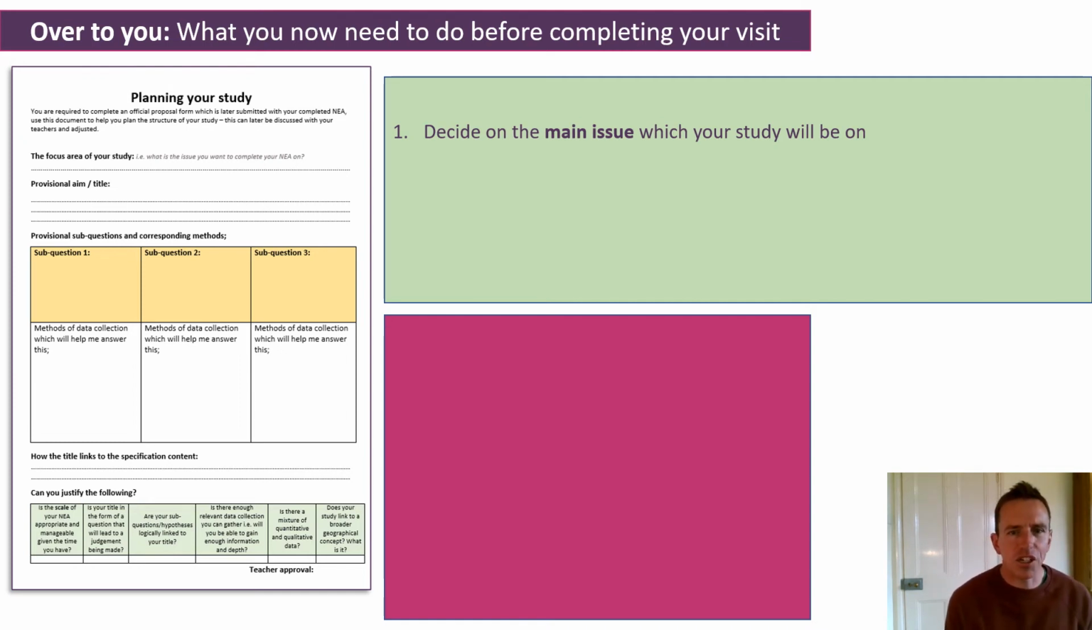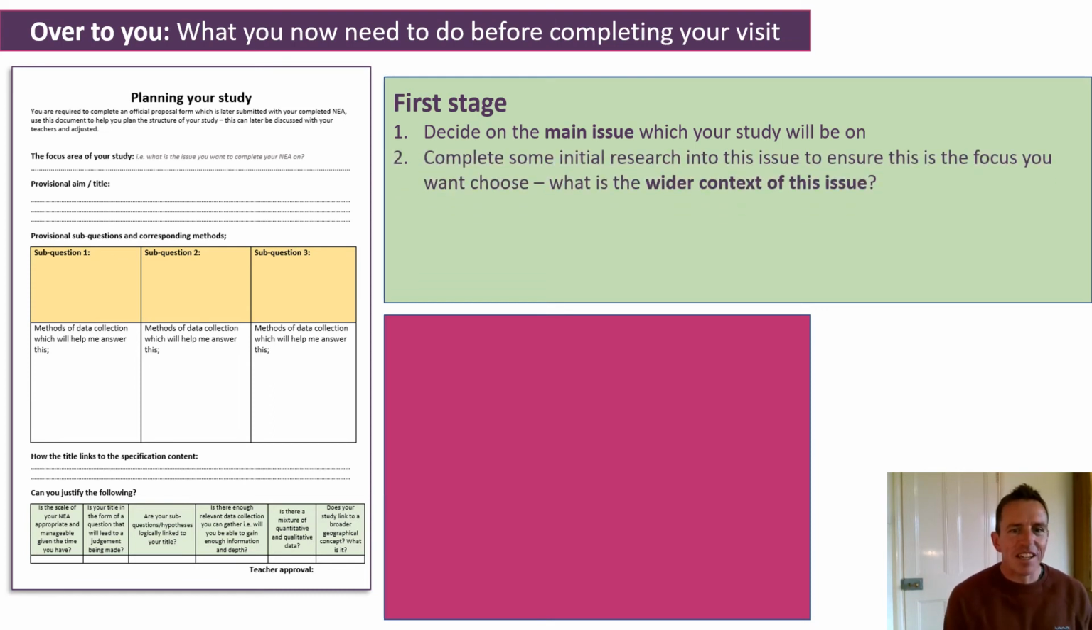So what is the main issue that your study is going to be based upon? What I'd then suggest that you do is a bit of research on that issue. Rather than plunging straight in and coming up with a title straight away, if you're doing a study on coastal management or gentrification or decline of the high street or maybe changing places, do a bit more research into that issue to gain a wider contextual knowledge about it.